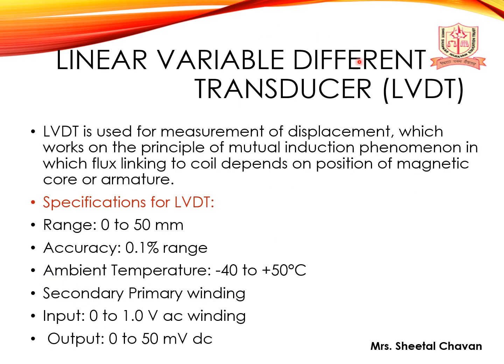Linear variable differential transformer, LVDT. LVDT is used for measurement of displacement, which works on the principle of mutual induction, in which flux linking to the coil depends on the position of the magnetic core or armature. Specification of LVDT: range is 0 to 50 mm, accuracy is 0.1% of range, ambient temperature minus 40 to 50 degrees centigrade. Secondary primary winding, input 0 to 1.0 volt AC, output is 0 to 50 millivolt DC.